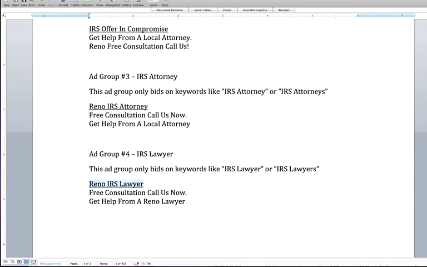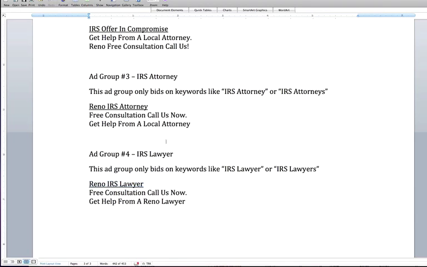So, again, it wouldn't be the end of the world, and probably a couple of years ago, I would have just jumbled these together and had one ad, Reno IRS attorney, and even people who type lawyer would see the attorney one. And you could probably get away with it. But if you really want to be a perfectionist, like I tend to be sometimes, you would put IRS attorney in its own ad group and have this headline for that, and IRS lawyer would be its own ad group, and those keywords would trigger this ad.